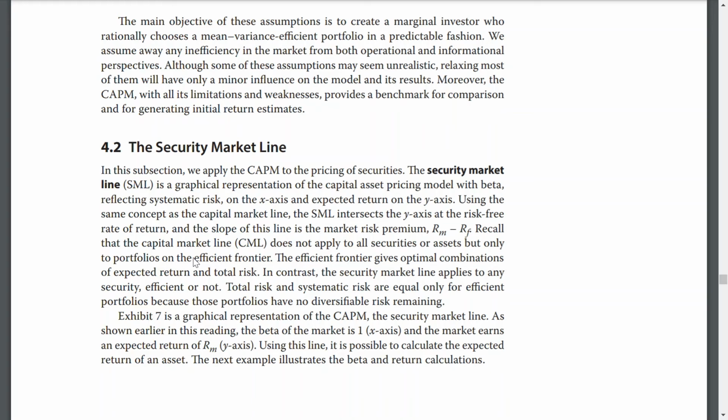We assume away any inefficiency in the market from both operational and informational perspectives. Although some of these assumptions may seem unrealistic, relaxing most of them will have only a minor influence on the model and its results. Moreover, the CAPM, with all its limitations and weaknesses, provides a benchmark for comparisons and for generating initial return estimates.